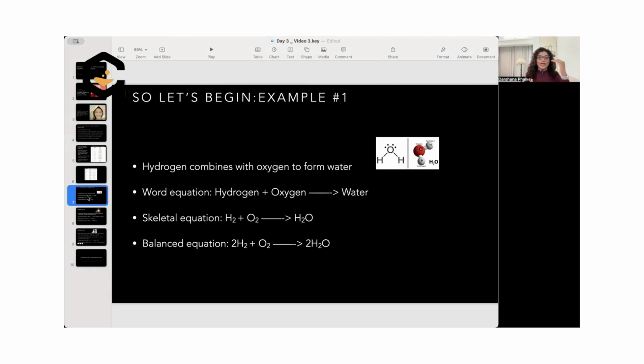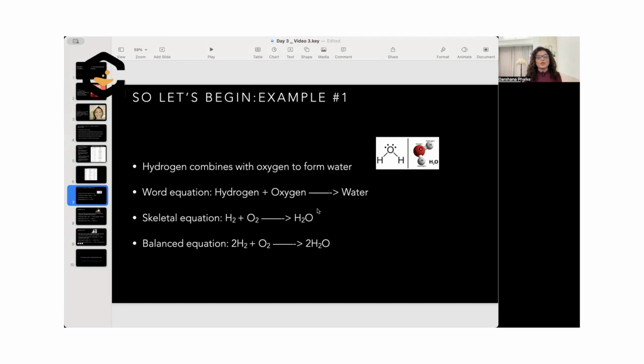Hydrogen is a diatomic, we write H2. Oxygen is a diatomic, we write O2. And then yield arrow, water is a compound, we know the formula H2O. So we got a skeletal equation using only the formulas. Last step is to balance it. How do we balance? We will look at balancing first.